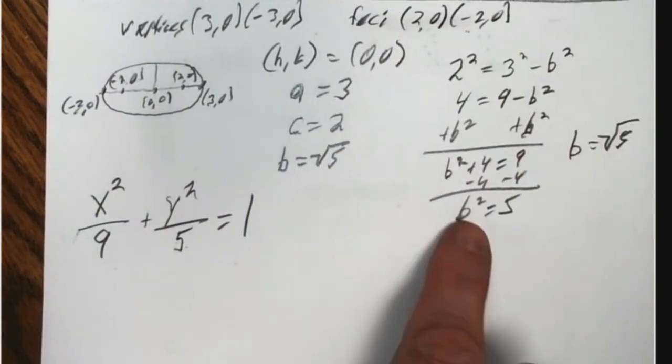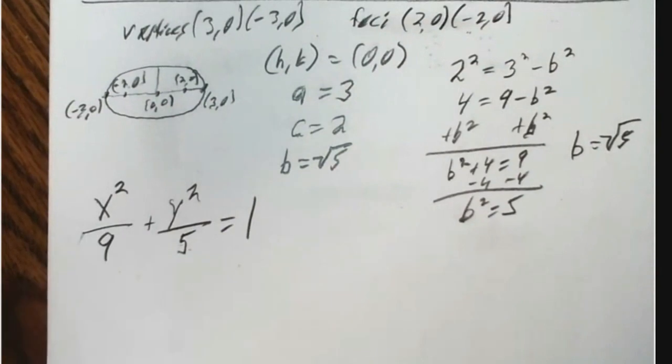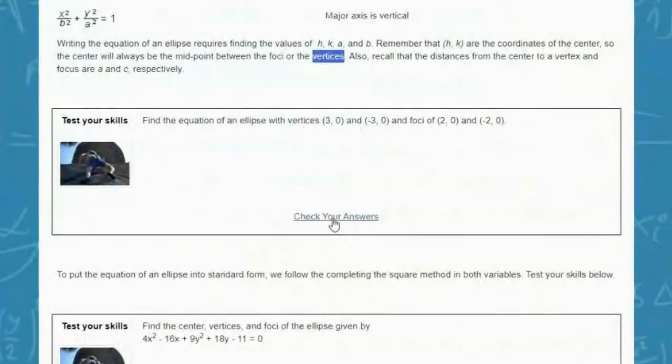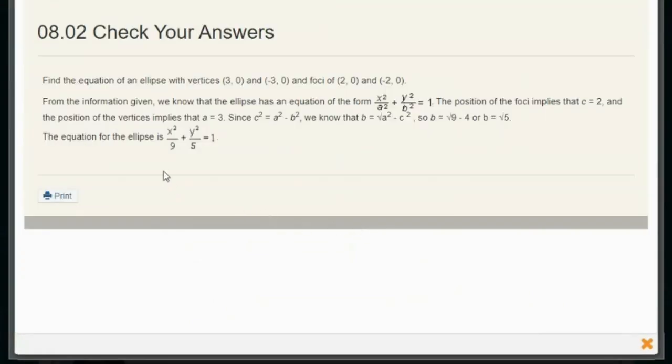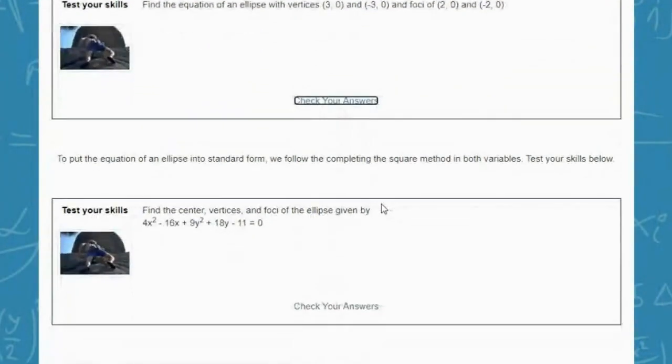When we had b squared, we had the number we needed right there. Let's see what they got. Check your answers. X squared over 9, y squared over 5 equals 1. That's exactly what we got. So you've got to use that c squared equals a squared minus b squared and solve it for b. So don't make it harder than it is. It's not that bad.